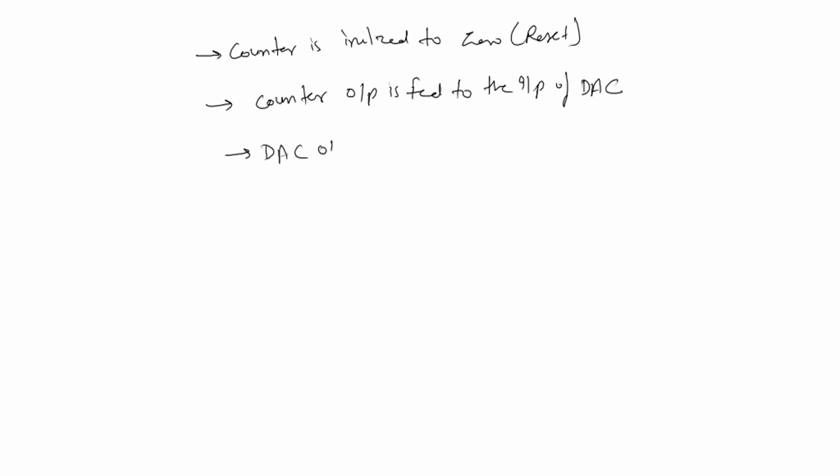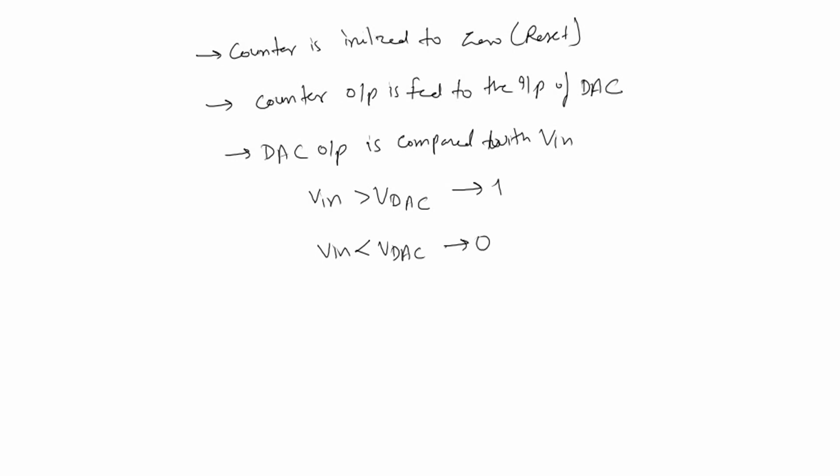And then the DAC output is going to where? The DAC output is going to the op amp, right? Where it is compared with the input voltage. So if your input voltage is greater than your VDAC, then the output will be 1, else the output will be 0. This we have seen, right?